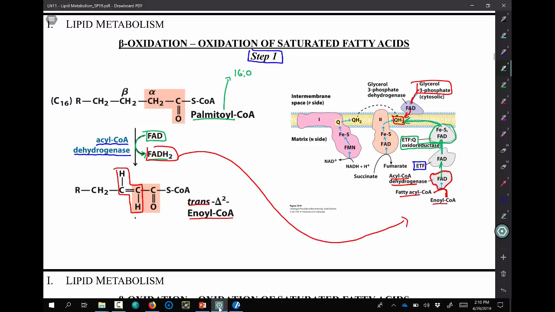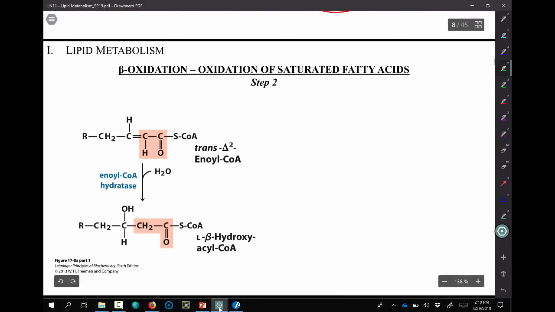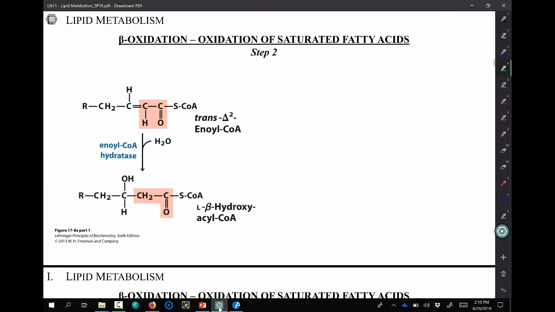All right, so let's go ahead and move to our second step. So that was a redox step. Like I said, the next step will be a hydration step. Not a lot to say here. It is going to hydrate this double bond. It's going to add water to it. You need a hydratase to do this. Enoyl-CoA hydratase is the general name for this. It is going to add that hydroxyl group you see here to the beta carbon.